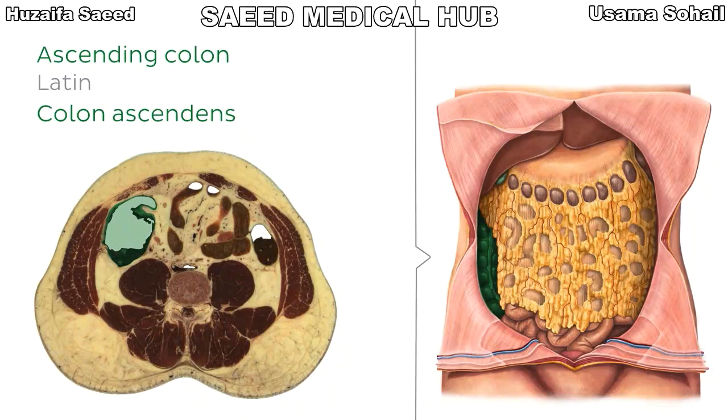In this image on the right of the screen, we can see part of the ascending colon highlighted in green. In order to see the ascending colon in this image, all that was done was an opening of the anterior abdominal wall. If we compare the 2 images to each other, we can see in each case the close proximity of the ascending colon to the anterior abdominal wall muscles.